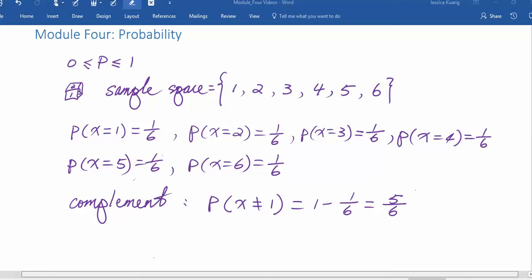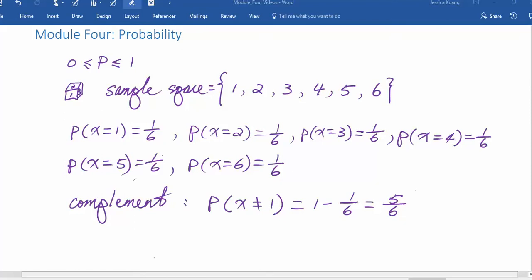In this module, we will cover probability. Probability is a number between 0 and 1. If the event could never happen, the probability will be 0. And if the event always happens, for example, the sun always rises from the east, then the probability is going to be 1.